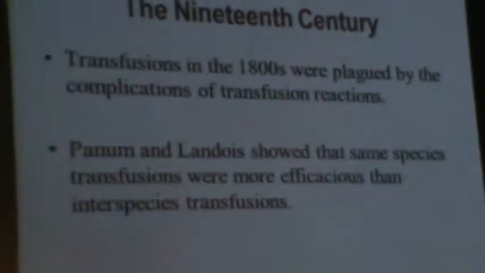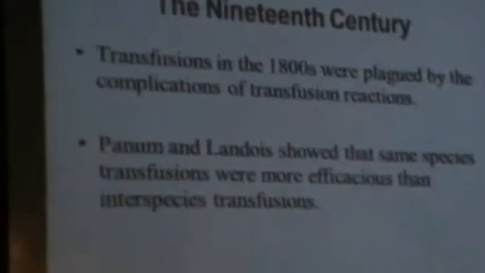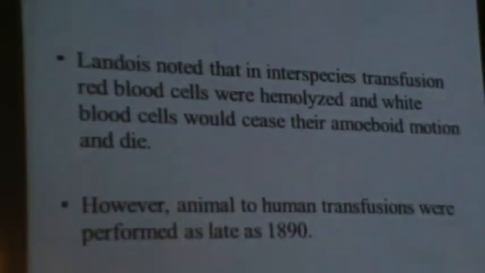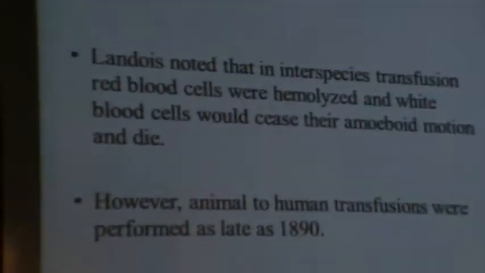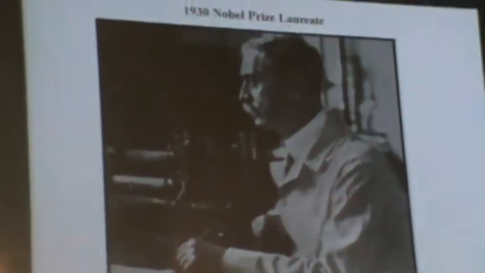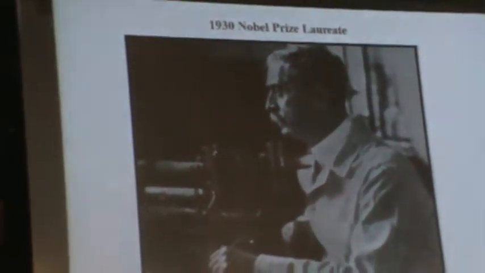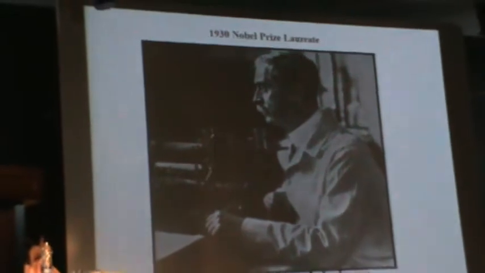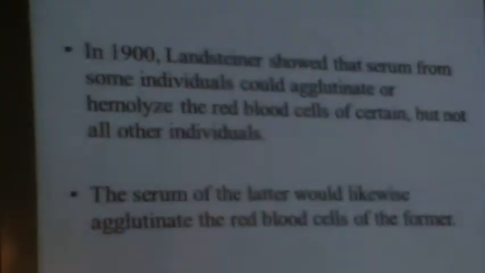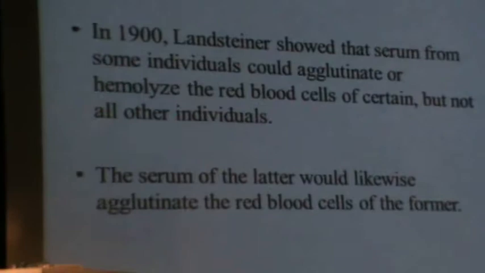In the 19th century, they showed that same species transfusions were more efficacious than the interspecies transfusions which were occurring earlier. However, animal to human transfusions were performed even after knowing that same species is better, till the 1890s. I'm sure all of us recognize this great Nobel laureate, Karl Landsteiner. With his discovery of the blood groups, we move further. Next.